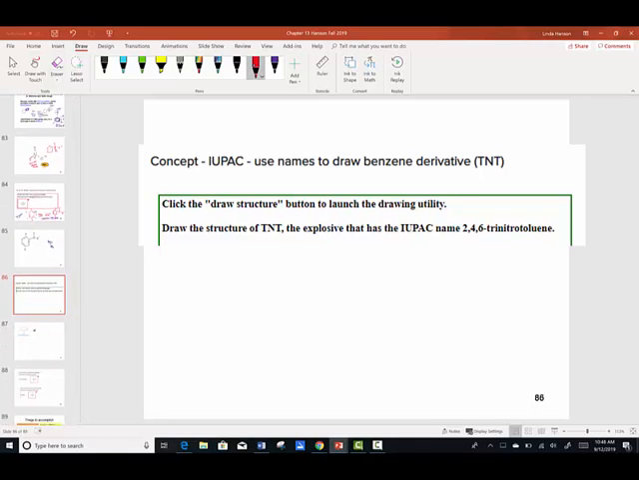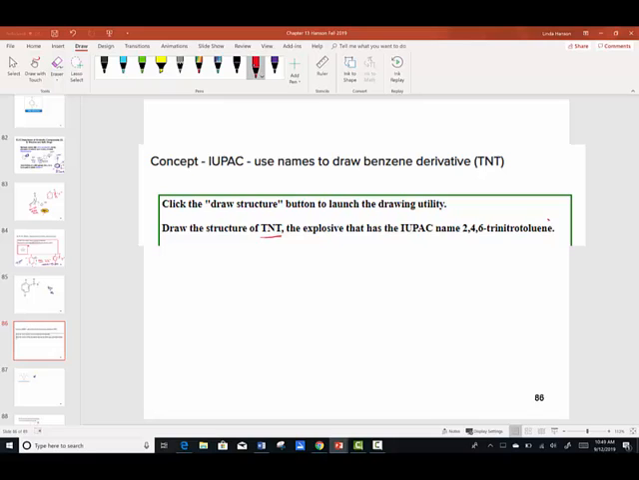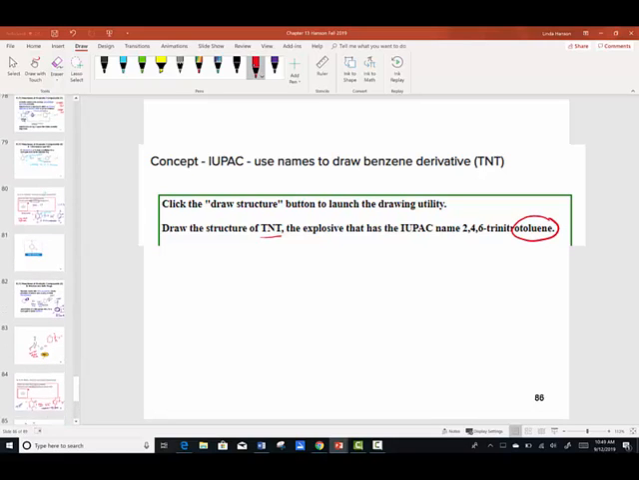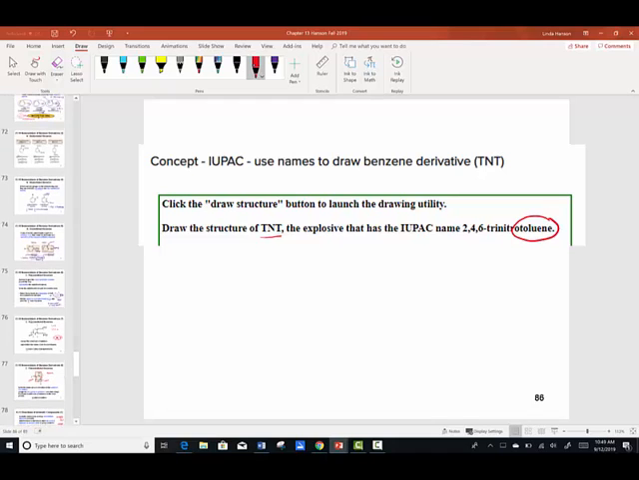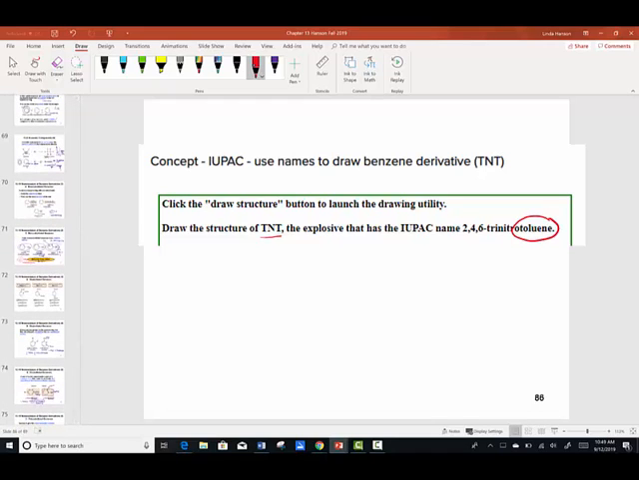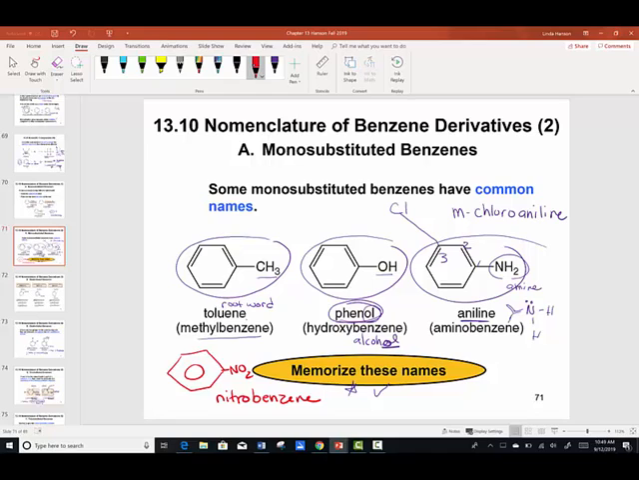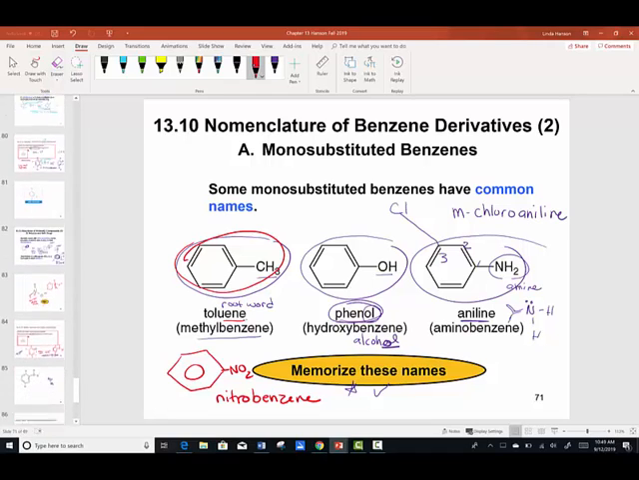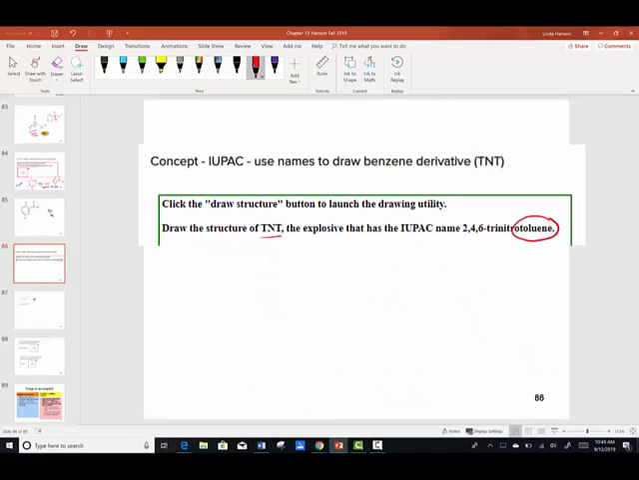Another practice with a benzene derivative, it asks us to draw the structure of TNT. That stands for trinitrotoluene, 2,4,6-trinitrotoluene. Well, I see the root word toluene. And are you working to memorize what those words stand for? Toluene. I'm sliding back up to say, here's that slide where I have to memorize what toluene is. Toluene is methylbenzene.